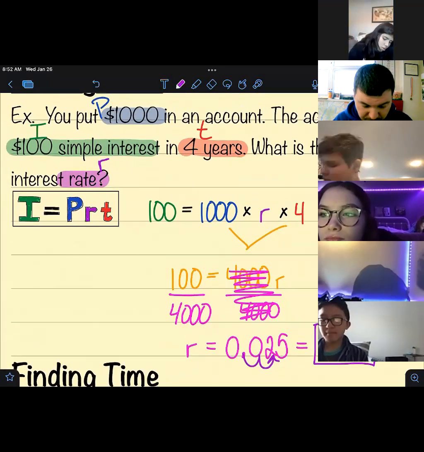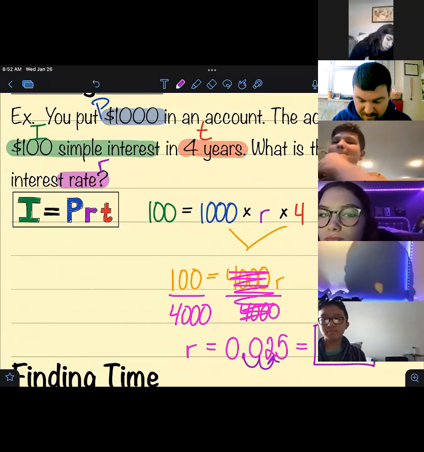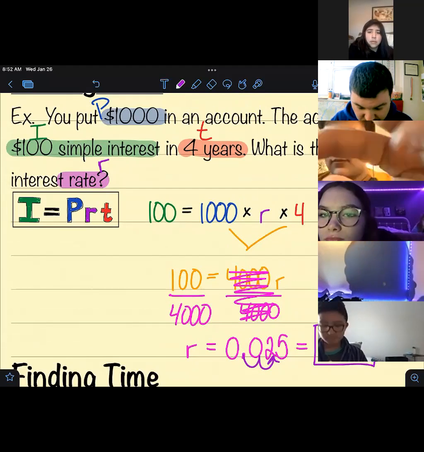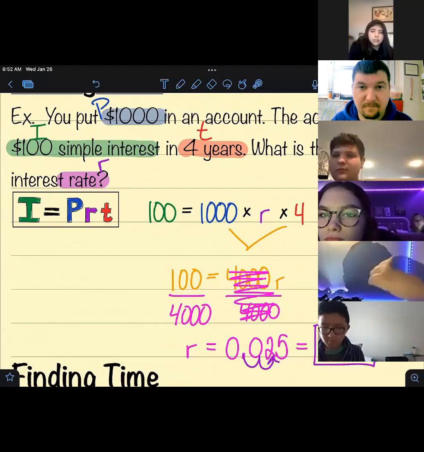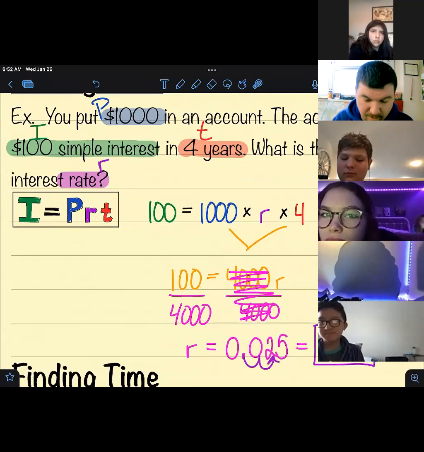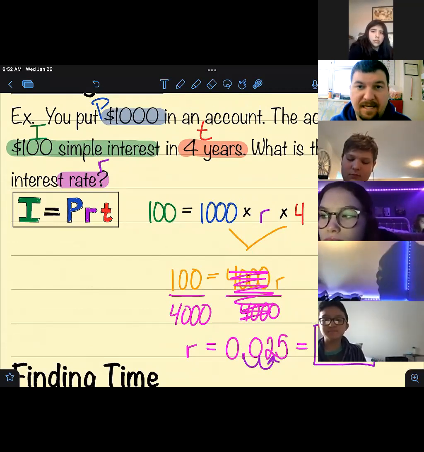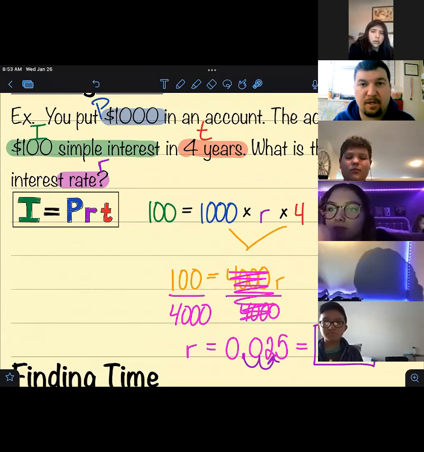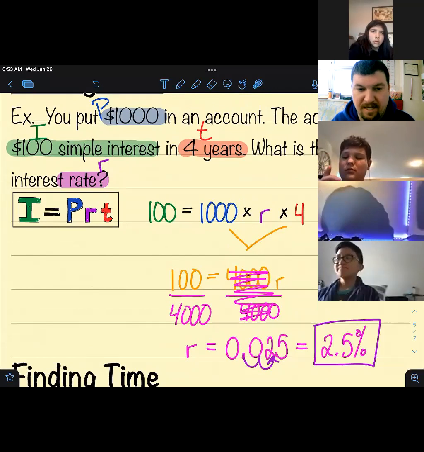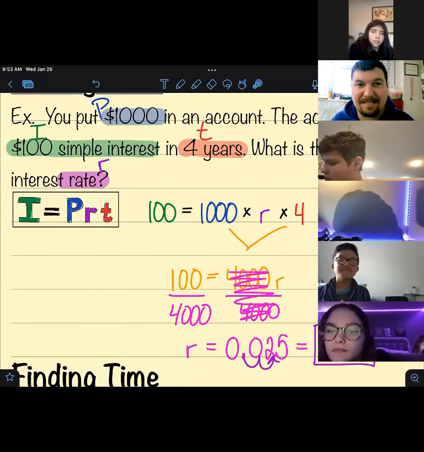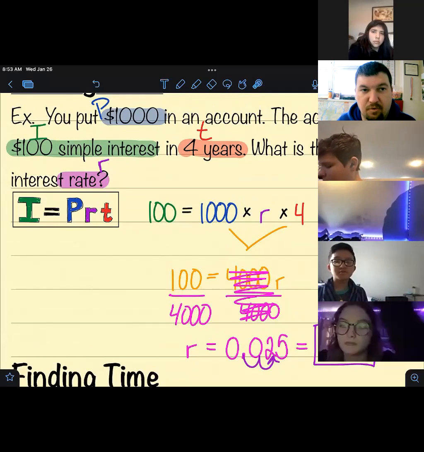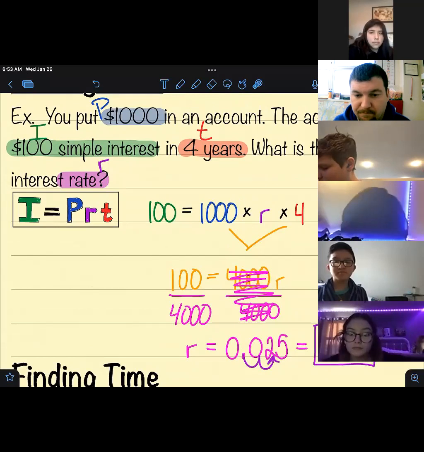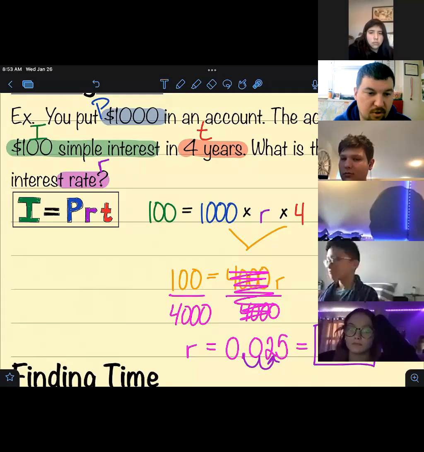Okay, so that's how you find r. Plug in for p, plug in for I, plug in for t. We don't know what r is. So we had to multiply the two numbers that we do have, and then divide that number over to get r by itself, and that gives us a decimal. And remember, expect a decimal answer, because as Hunter just did, we're going to have to convert it to a percent. Don't be confused if you get a decimal, because that's expected. And then we just make it 2.5%. Okay, any questions on that example before I move on? Anything you weren't quite sure on?